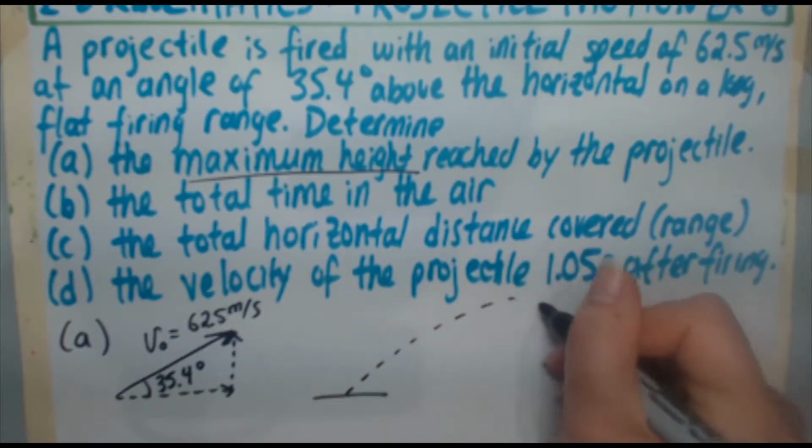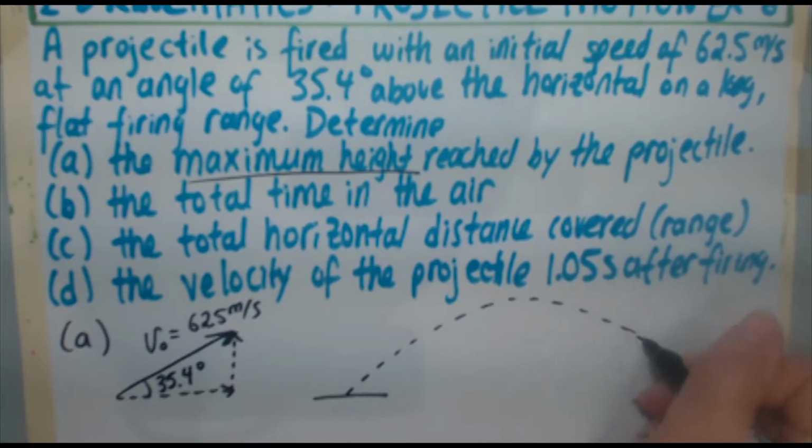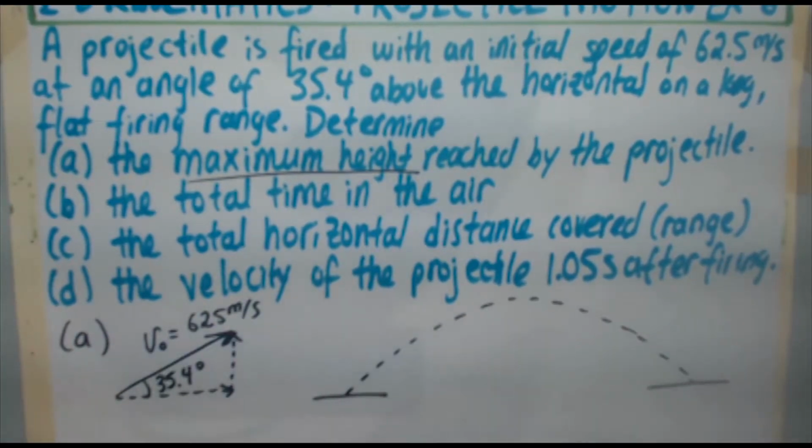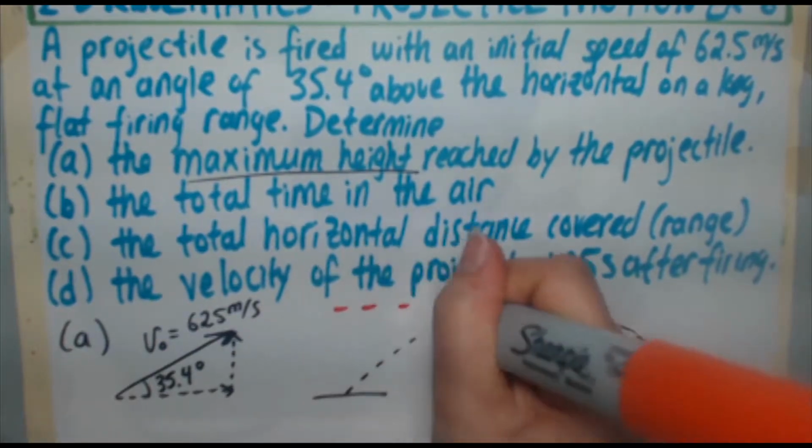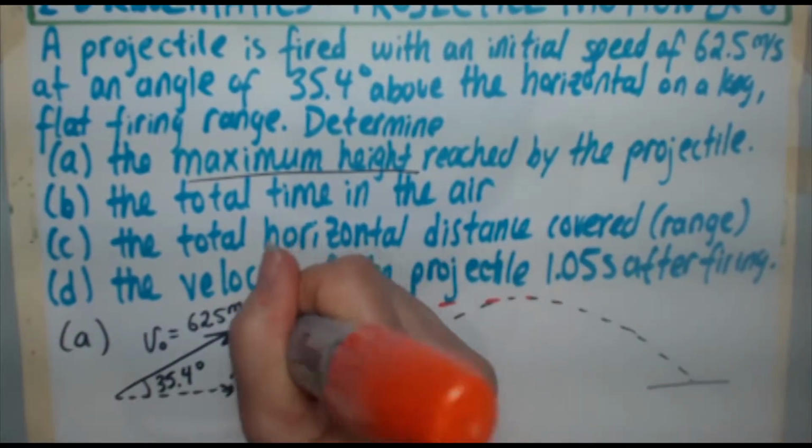It's fired, it goes up, loses the battle with gravity, falls back down. And it says it's a flat firing range, so it should start and stop at the same point. The maximum height achieved by the projectile, so that means we're looking for this height here.